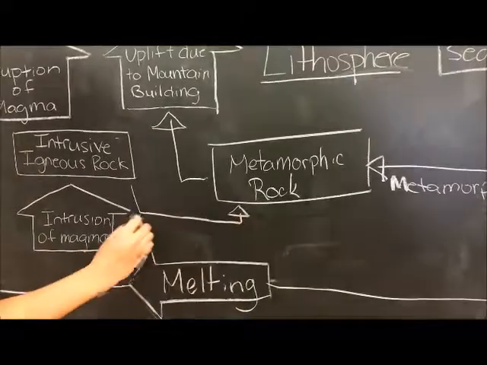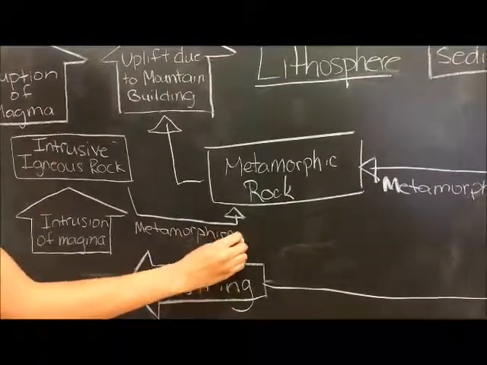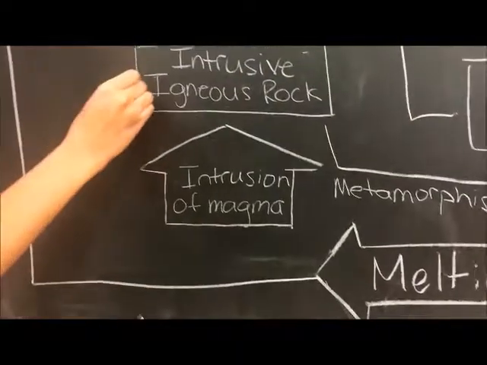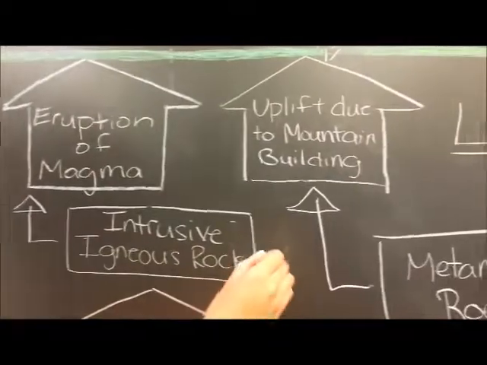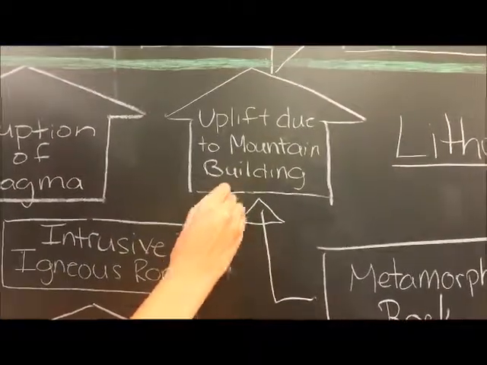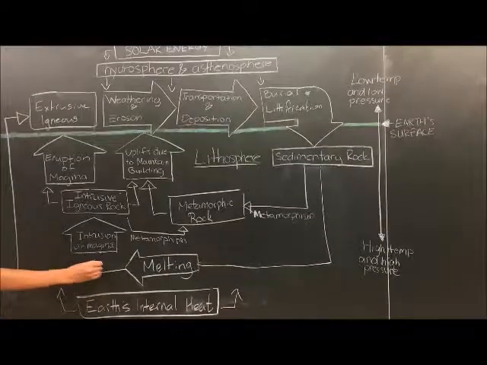Like sedimentary rock, intrusive igneous rock can become metamorphic rock through metamorphism. Intrusive igneous rock can also reach the Earth's surface in one of 2 ways, either eruption of magma or uplift due to mountain building. Intrusive igneous rock is created through the melting of sedimentary rock, then the intrusion of magma.